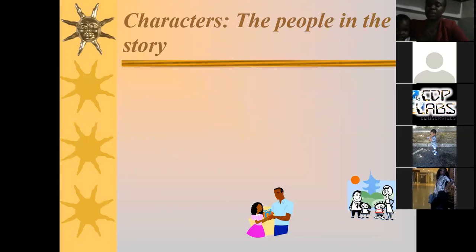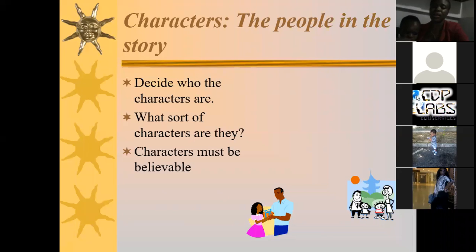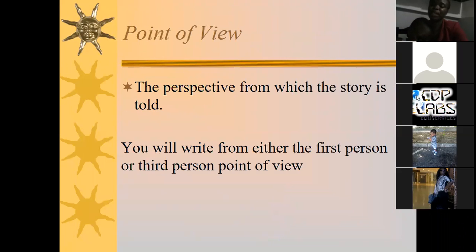Alrighty. So characters are the people in the story. Before you start writing your story, you have to decide who your characters are, and what sort of characters they are. You must make them believable, because you don't want to create characters that when people read your stories they'll be saying, no man, this person could never exist, because nobody would behave like that. It's not possible that a man could behave like that. So your characters must be believable. All right? Feel free to stop me, guys, if you must. No response. All right.